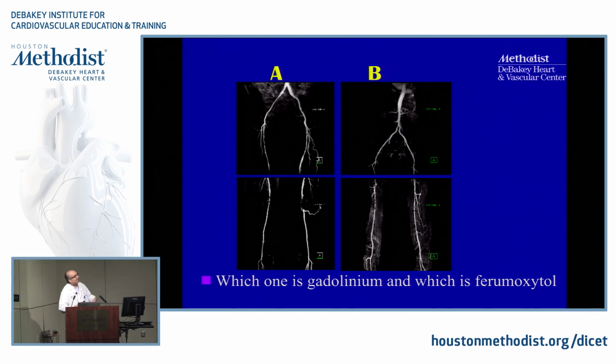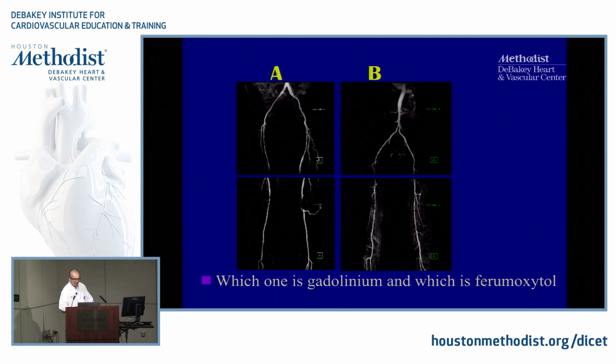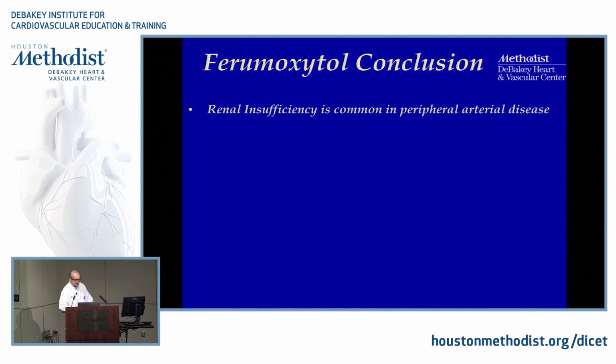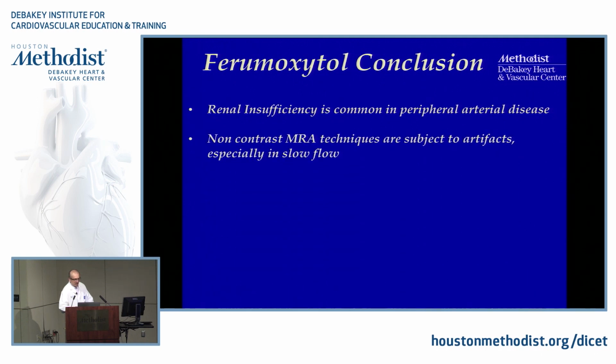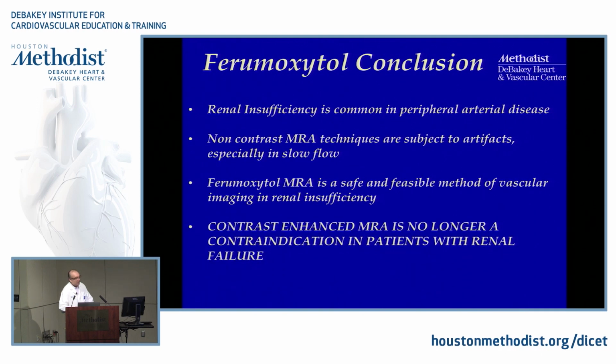And I think this just highlights the fact that the image quality that you get here with this iron-based agent is really as good as what you could get with gadolinium. The big key difference, obviously, is that with the iron agent, you can give this safely in patients who have renal failure. I think that the take-home message now is, at least for vascular imaging, there's no longer a contraindication to being able to perform contrast-enhanced MRA with the use of an iron-based agent.